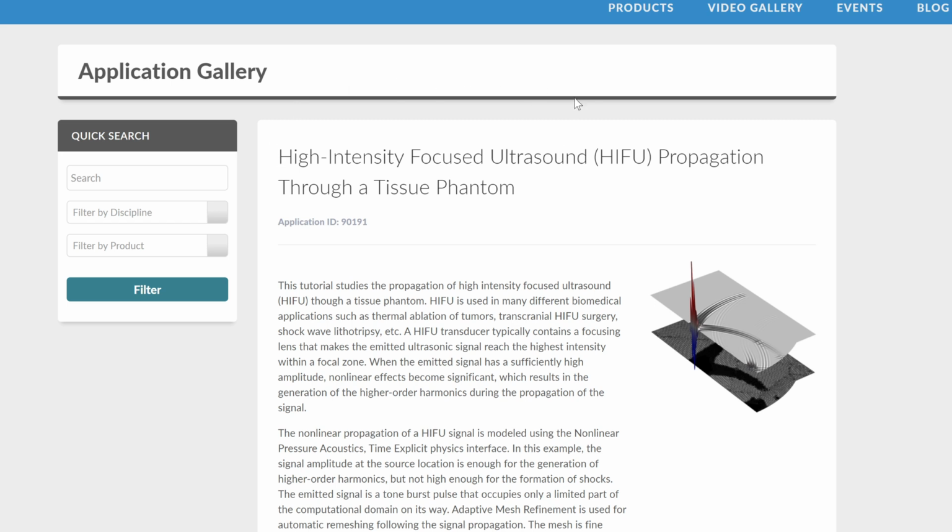Some reasons why you would want to model high intensity focused ultrasound with tissue is because we're starting to use high intensity ultrasound to treat different diseases, and we're also using it as therapies. Here they list thermal ablation of tumors, which is destroying tumors with the thermal effects or cavitation effects of high intensity focused ultrasound, and transcranial surgery, which is kind of broad.